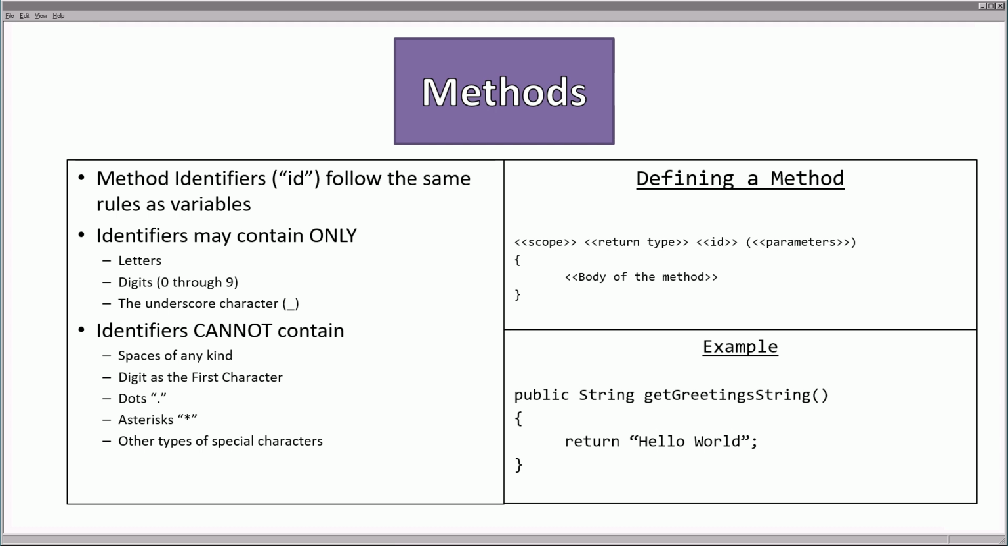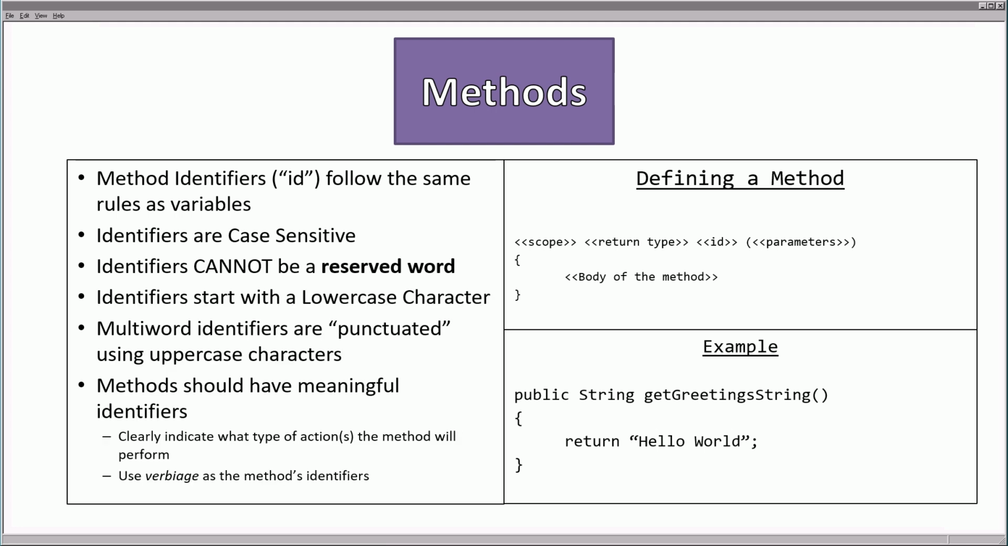The method identifiers follow the same rule as variables. Identifiers may only contain letters, digits, or the underscore character. Identifiers cannot contain a space of any kind, a digit as the first character, any type of dots, asterisks, or other type of special characters. In addition to that, the identifiers are case sensitive. Identifiers cannot be a reserved word, and identifiers start with a lowercase character for methods as well.